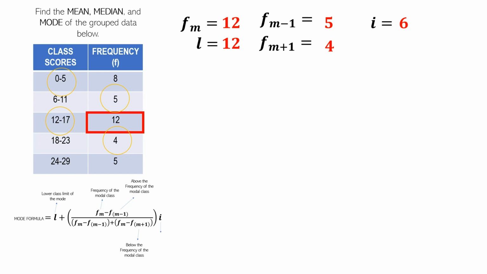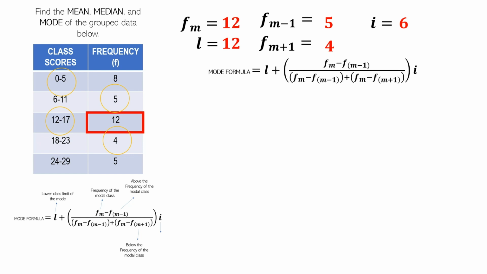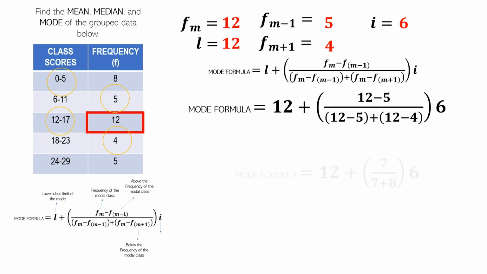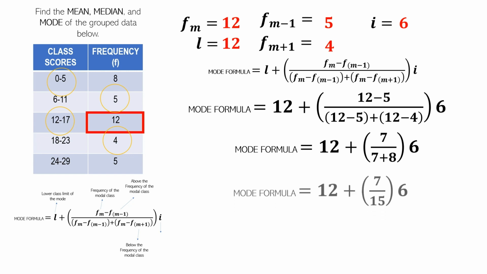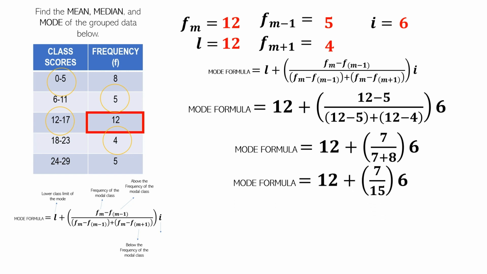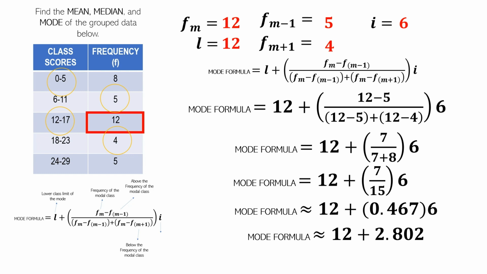Since the data is complete, we are ready to substitute to the given formula. Simplify using the MDAS rule. So 12 minus 5 is 7. 12 minus 4 is 8. 7 plus 8 is 15. 7 divided by 15 is 0.467. 0.467 times 6 is 2.802. And 12 plus 2.802 is 14.802. Therefore, the mode is 14.802.